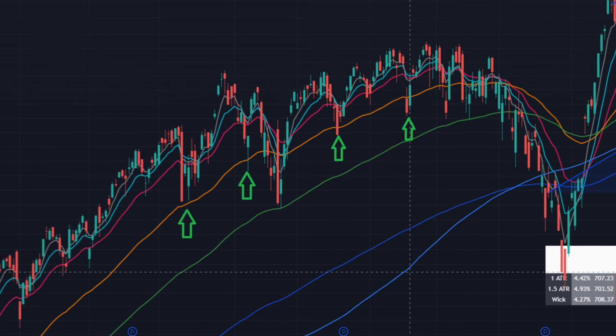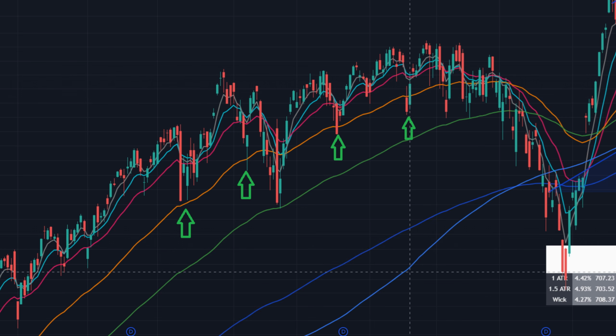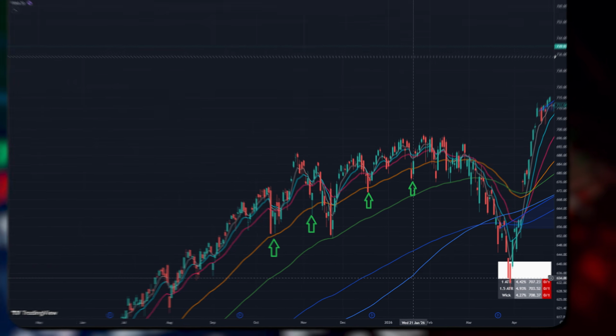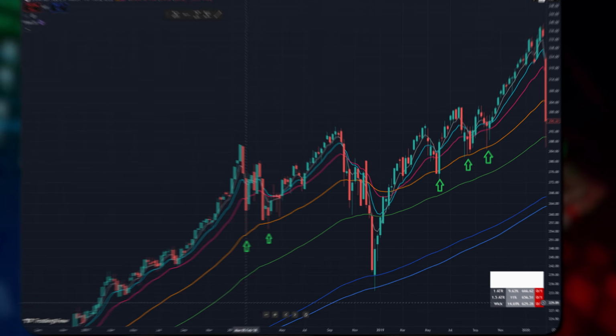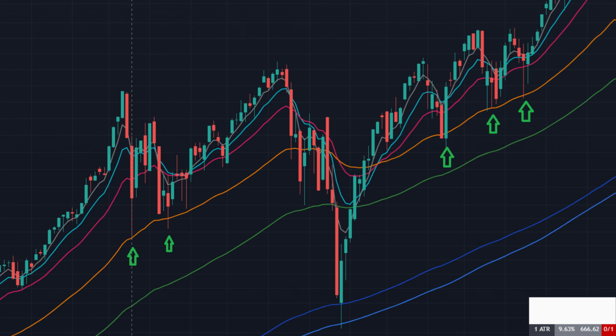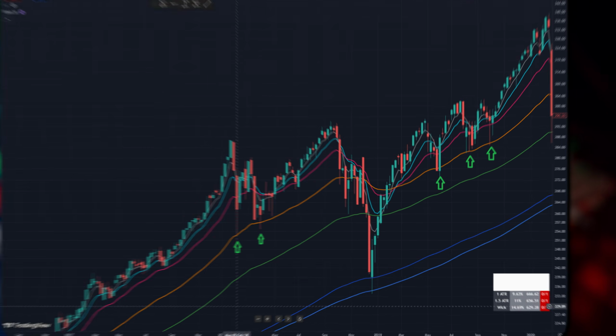EMA 50, the defensive line of the midterm trend. Many portfolio managers use it as a trigger for rebalancing. An S&P 500 drop below the daily EMA 50 often triggers partial profit taking by institutions, while a confident hold above it signals trend continuation. Also, the S&P 500 consistently reacts to the weekly 50 EMA as a support level with continuation of the trend.